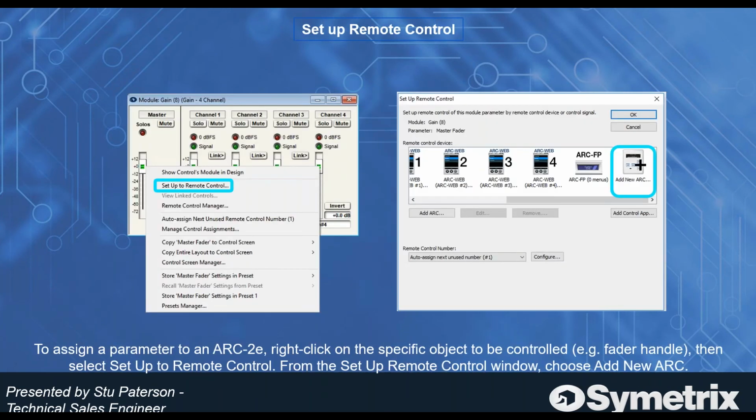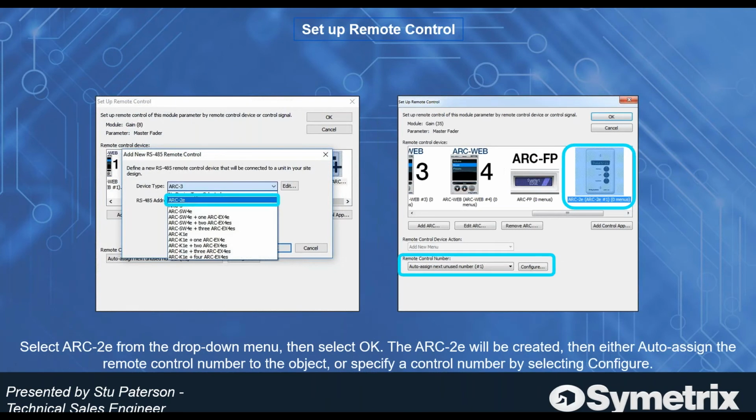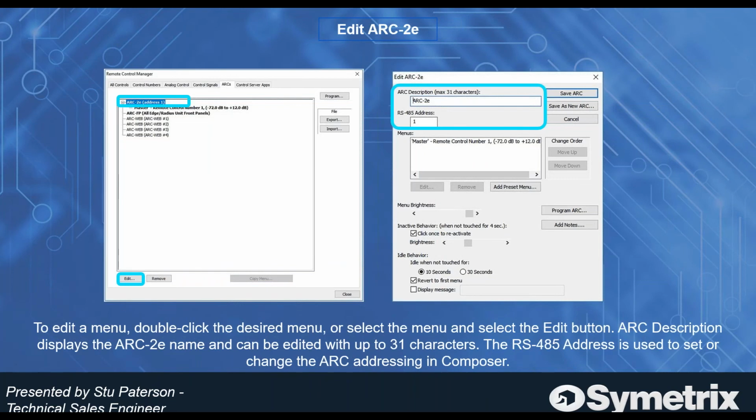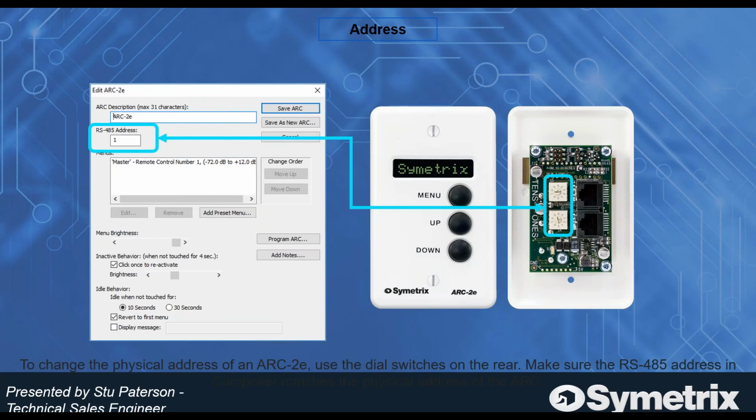Now, setting up the remote control is exactly the same way you would set up your ARC3. You would right-click on your parameter and select the ARC2E as your device. Once selected, it appears in the remote control manager as an ARC2E, by default with the address 1. And of course, you can change the description much like you can with the ARC3, and you can change the address. Well, the address is changed differently in the ARC2E than the ARC3.